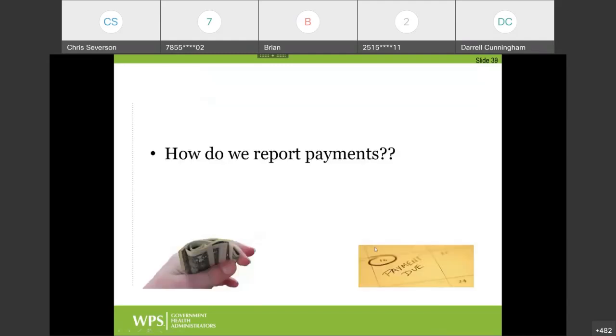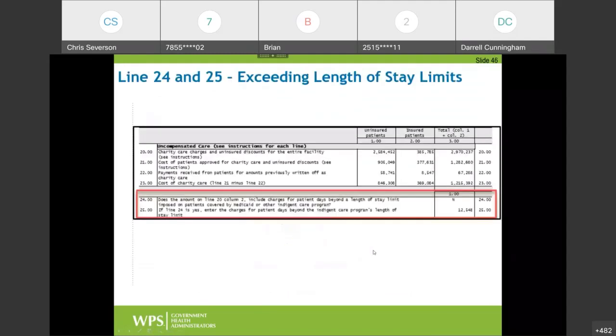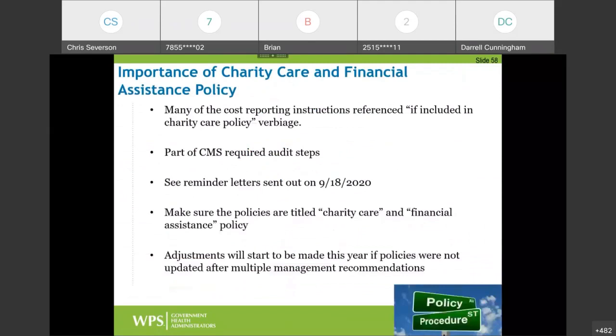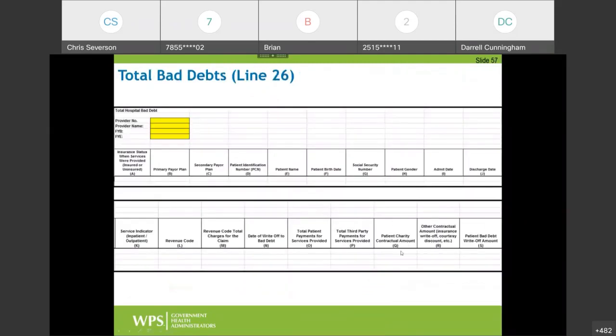But then when you get to your bad debt listing, this number right here, this charity contractual amount, represents for these particular patients how much charity care they ever had approved. Because we're trying to back down to figure out what the write-off, what the allowable bad debt is.